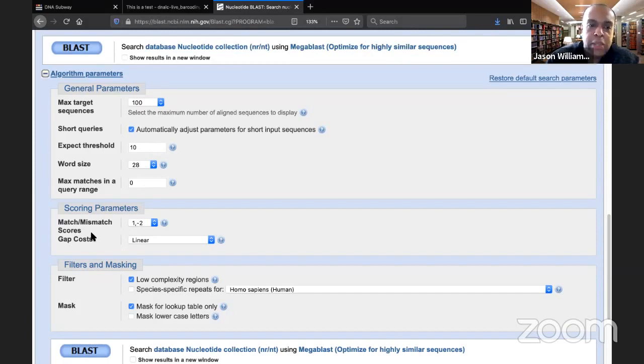But I want you to at least know that there are maybe hundreds of ways to do a BLAST search. And even many scientists don't actually tweak all of these things all the time, but they actually are really important to doing your experiment.